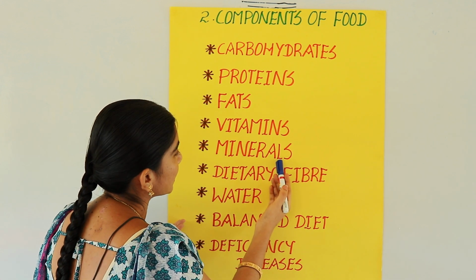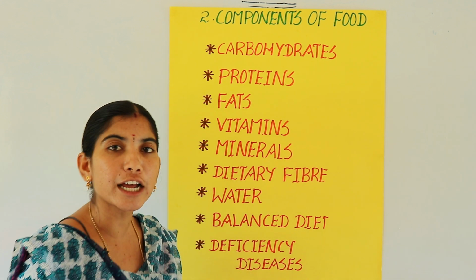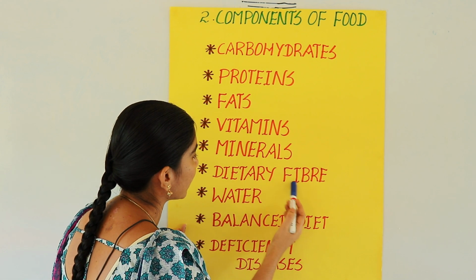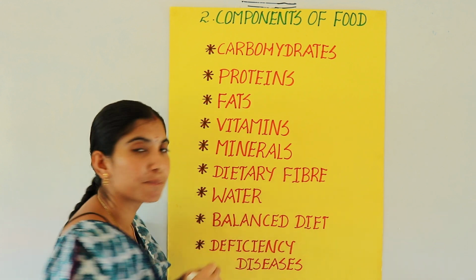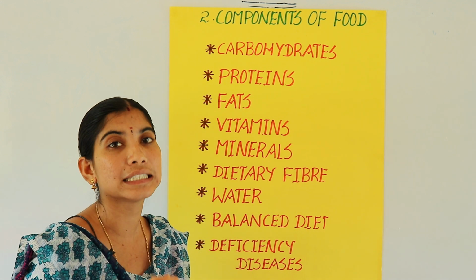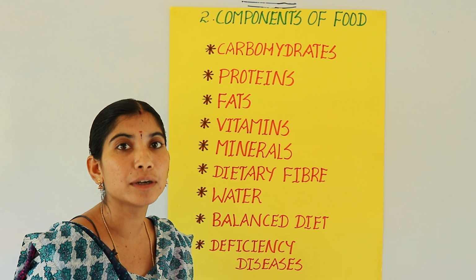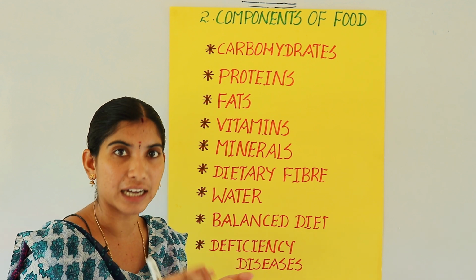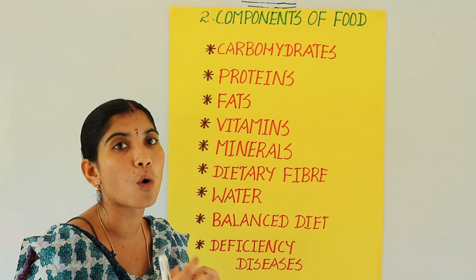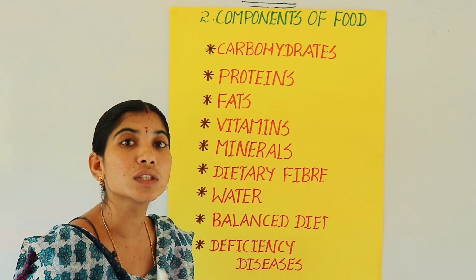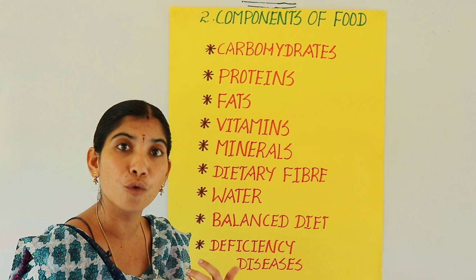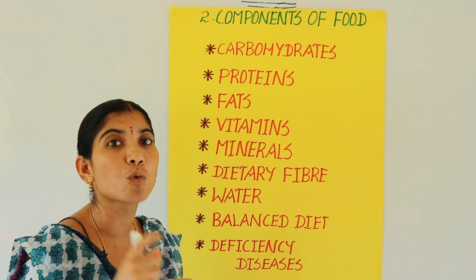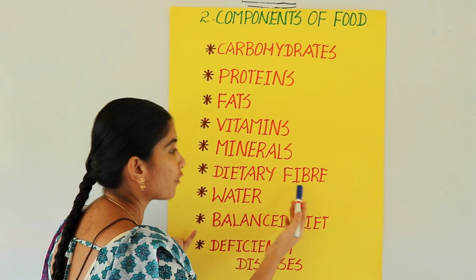Next, minerals. Minerals are needed for the growth of our body. Dietary fiber. Dietary fiber is present in our water containing vegetables, for example tomato, lemon. If we cut these for cooking, naturally water is produced from them. So these types of food items, fruits and vegetables, are also needed for our body. That is what we call dietary fiber.